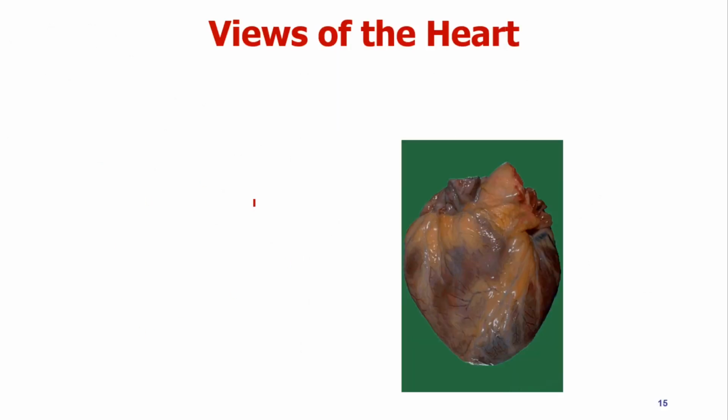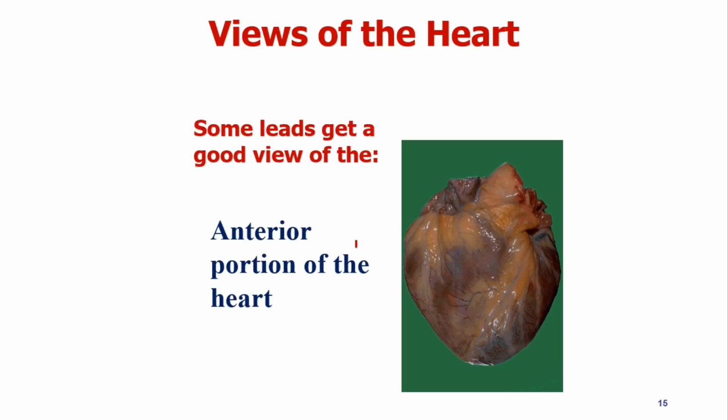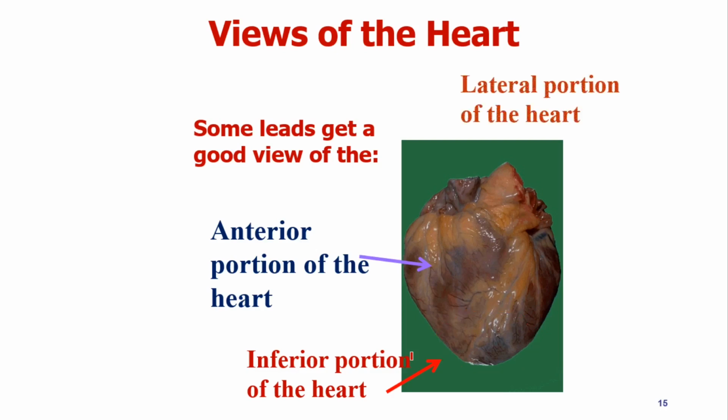Now if you see all the leads, they will view the heart from different directions. Each will view the heart from a different angle. So some leads get a good view of the anterior portion of the heart. Some leads will record the electrical activity of the inferior portion of the heart, and some leads will record the electrical activity of the lateral portion of the heart. So this is how the recording electrode of each lead views each portion of the heart.